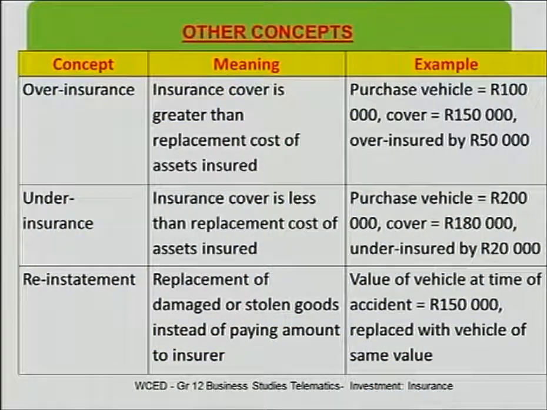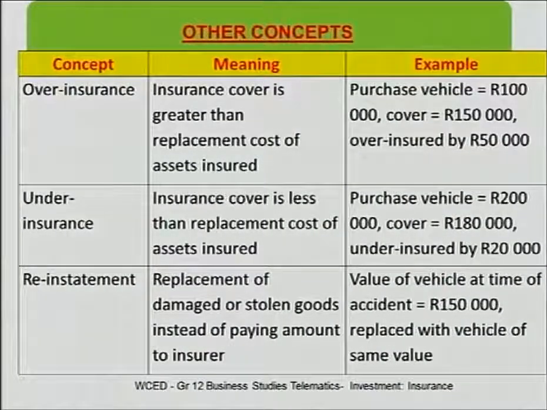Reinstatement is about the replacement of damaged or stolen goods instead of paying an amount to the insurer. So what this means is, let's use my phone as an example. I have a Samsung phone, and if it was damaged or stolen, instead of being given the money to go and buy another phone, the insurance company would give me back exactly the same kind of phone. So if you lose your Samsung 2, you can't claim a Samsung 7. That's correct. You will be given the same one. Good.